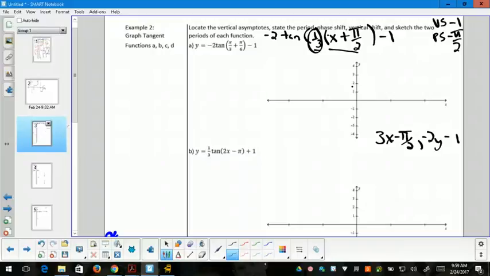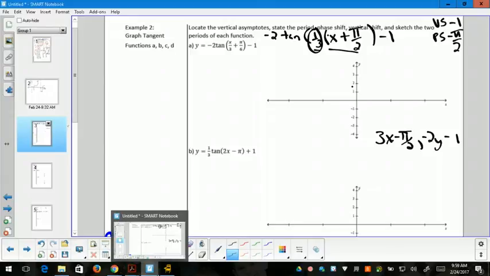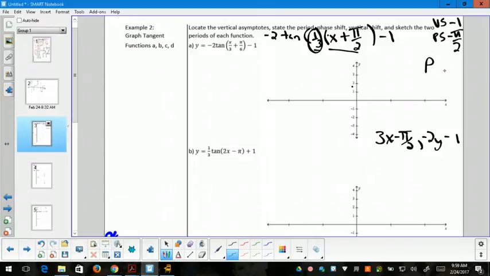Our period, did they ask for the amplitude? No, that's not. Amplitude would be 2. Our period is going to be 3 pi, because it would be pi over 1/3 multiplied by the reciprocal, 3 pi.